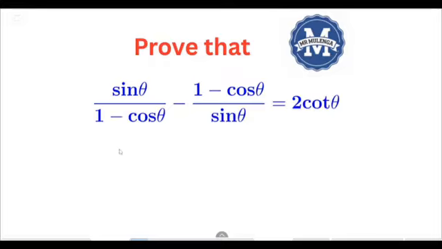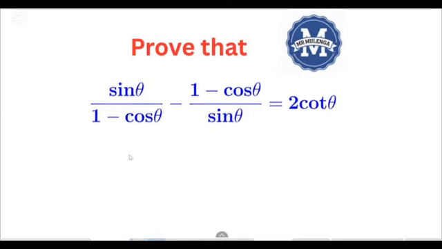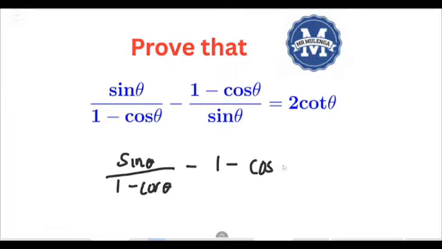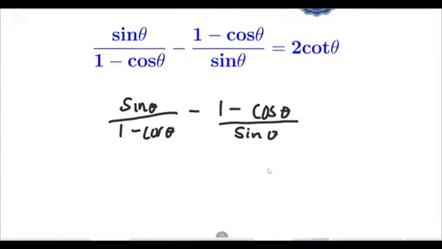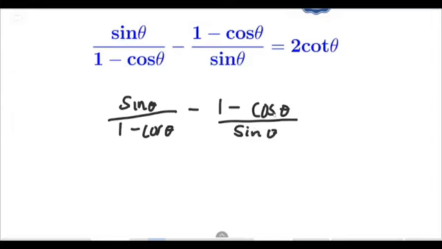So we are going to write our question. What is on the left hand side? We have sine theta divided by 1 minus cos theta minus 1 minus cos theta over sine theta. So this is what we have. Now what we are going to do from here is make it a single fraction. Let's not forget to equate this to the right hand side because we want to prove the right hand side. To make it a single fraction, we are going to draw a line here.